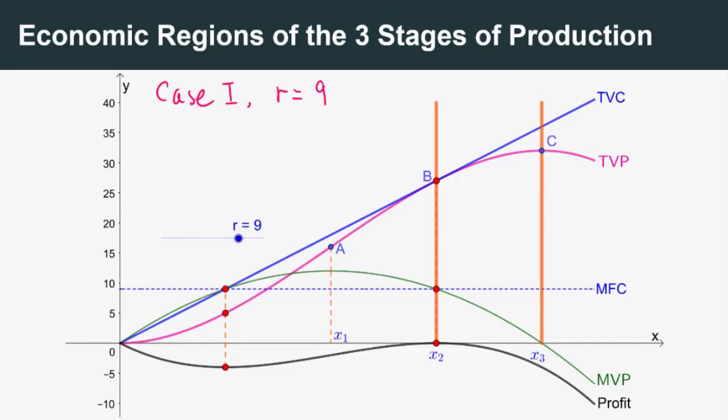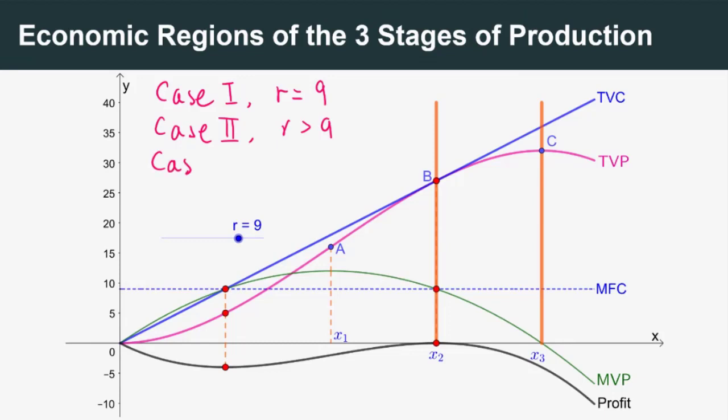And we also explained that for case 2, where R is greater than 9, the TVC curve will move higher and higher above the TVP curve. And if that's the case, then the profit will be negative, which explains why it's not economical to produce under that case.